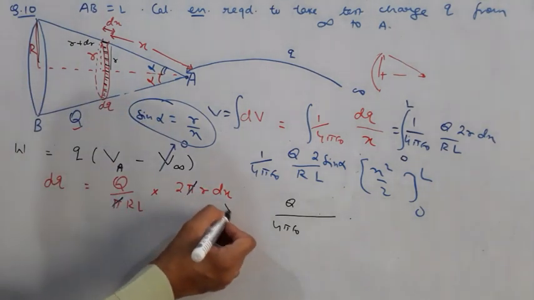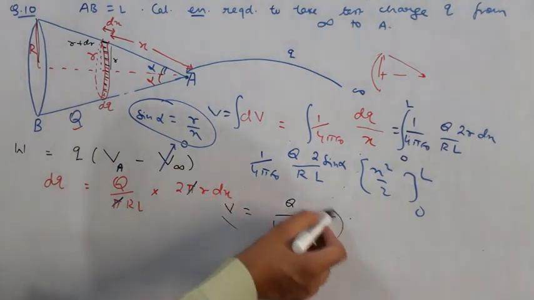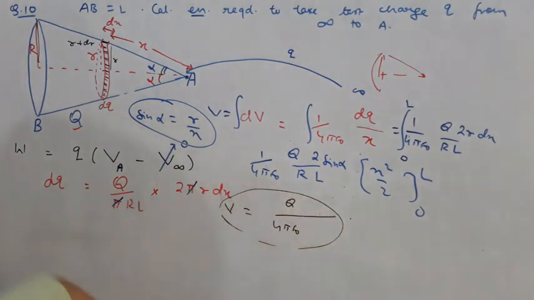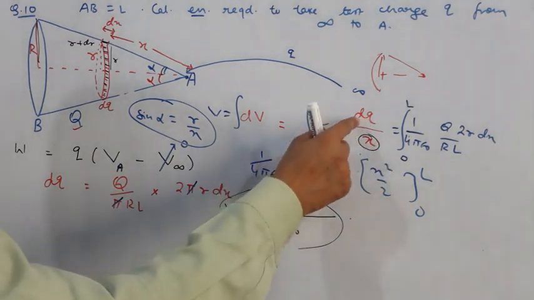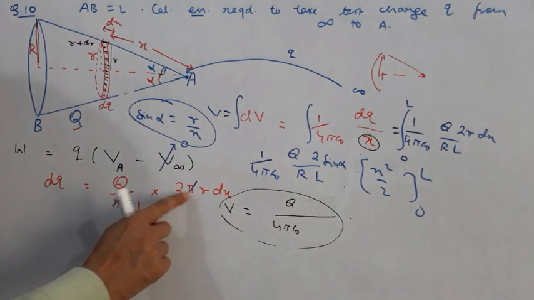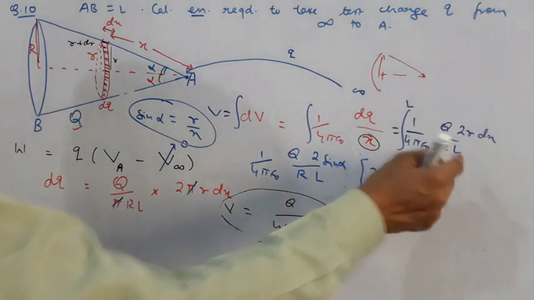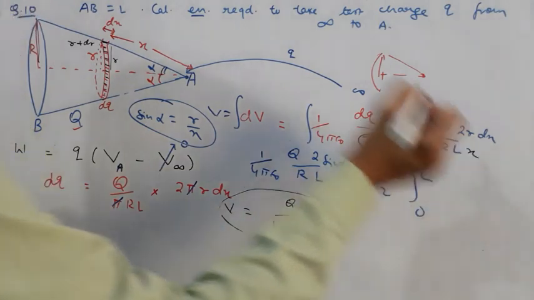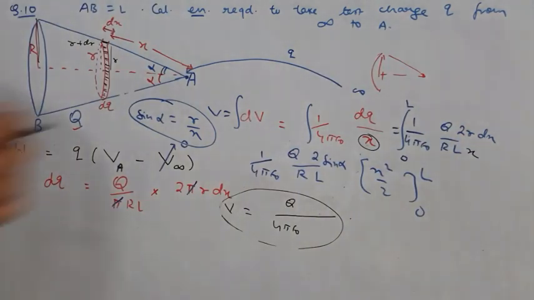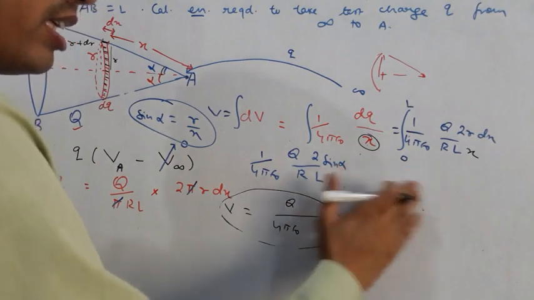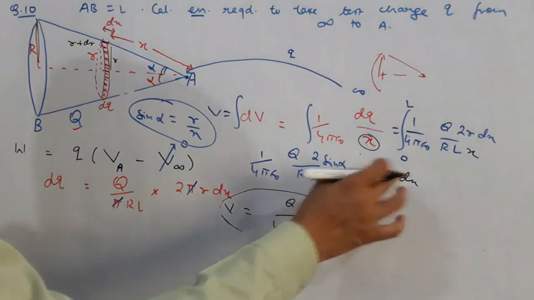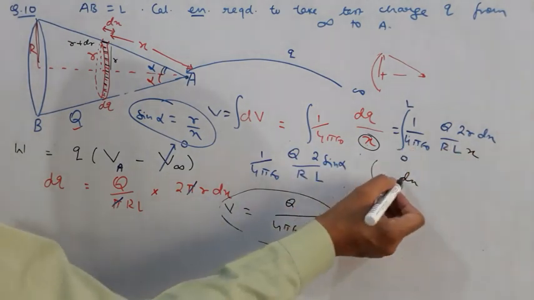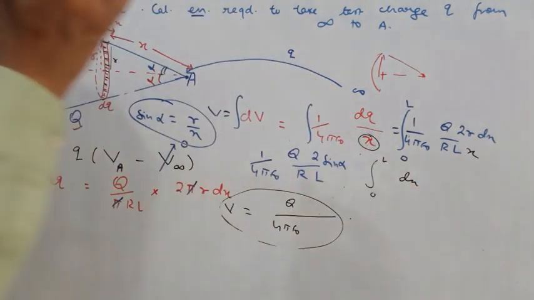But I don't see this equation to be correct. Potential dimensions don't match here. That means I have committed some mistake. I misdistributed this x. I substituted the value of dq from here. It is 2r dx upon rl. This x I had missed. That's why this mistake is there. So integration, it will be only dx. I had done integration x dx, x square by 2. But this x will cancel with this x. So we'll be left with integration dx, that will be 0 to L.